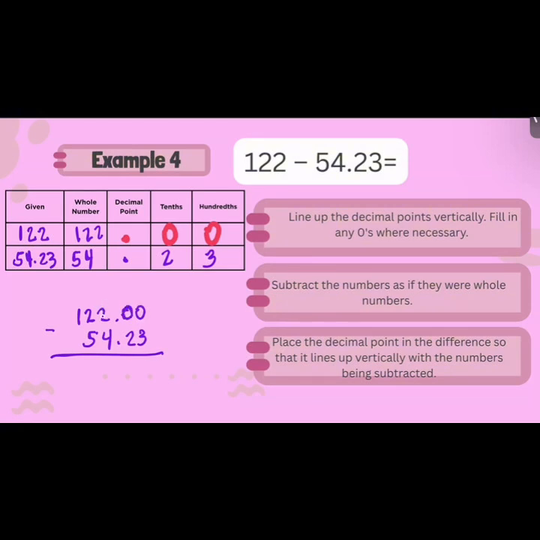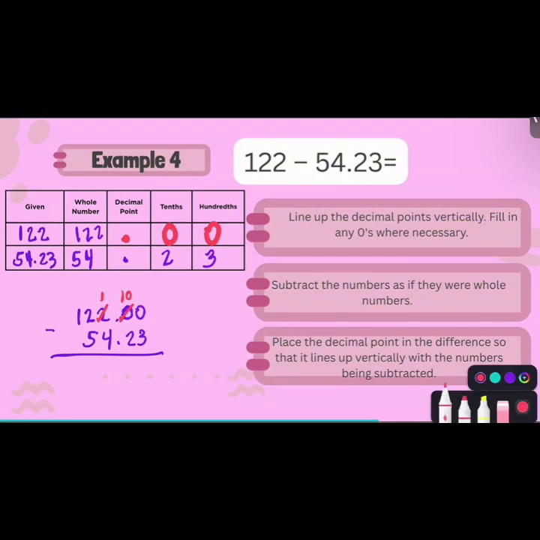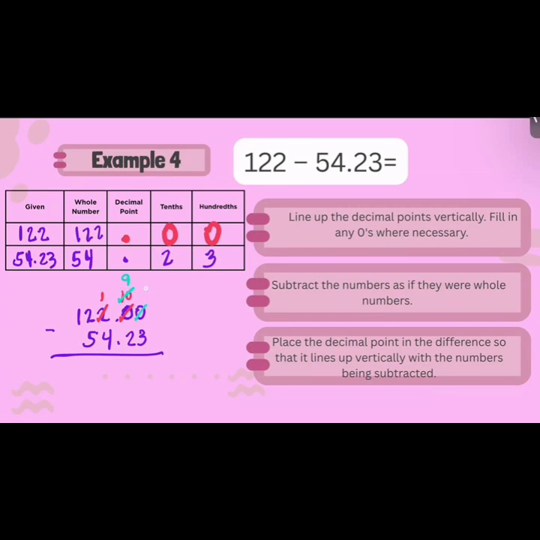So, magbaborrow tayo kay 1s. So, pag nagborrow tayo kay 1s, then magiging 1 ito. Then, si 0, magiging 10. And since we are going to borrow sa ating hundreds, magbaborrow tayo kay 10 so that we can subtract 0 and 3. Then, si 10 ay magiging 9. So, this will become 9. And this will become 10.